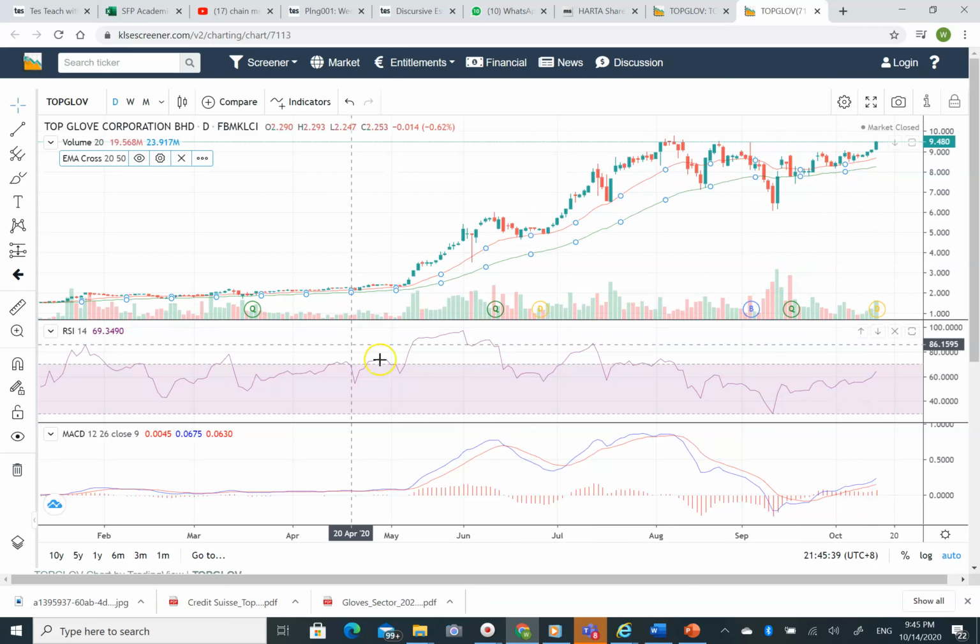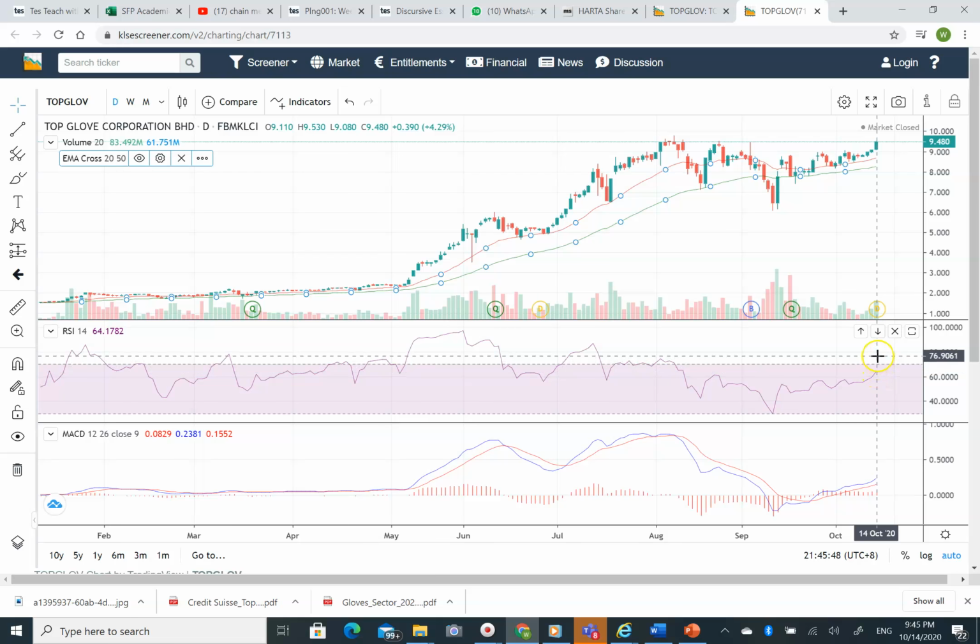Okay, so if you look at the RSI, now Top Glove is at 60 plus. Anything above 50 is bullish. Anything above 70 is overbought. Anything below 30 is oversold. So when it's oversold, it is bound to go back up. If it's overbought, eventually it will come back down. So there must always be a balance.